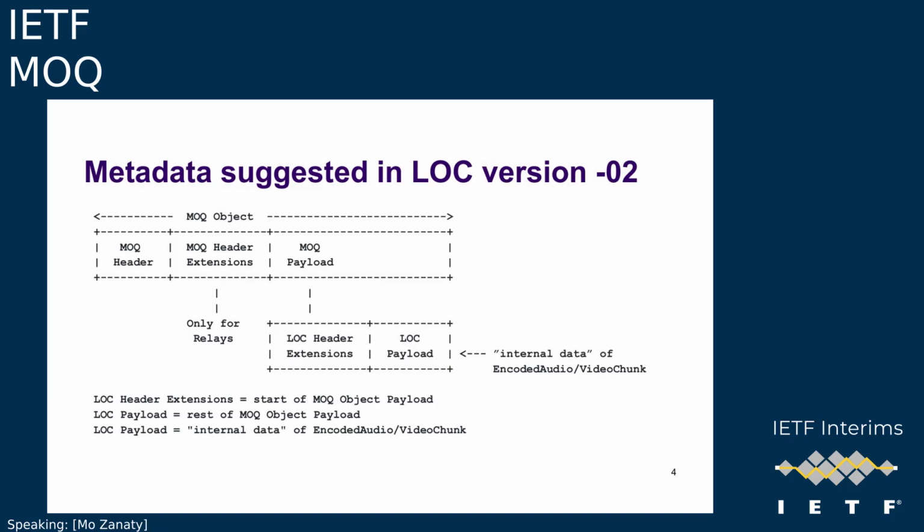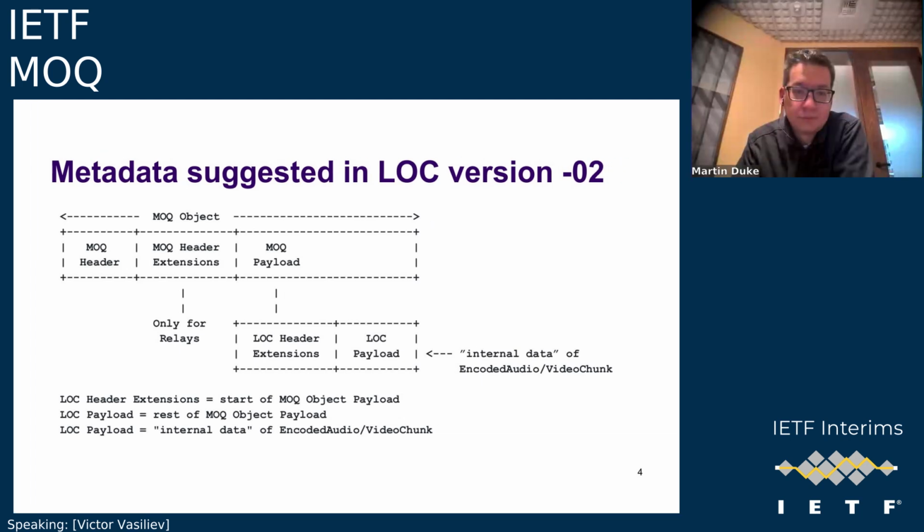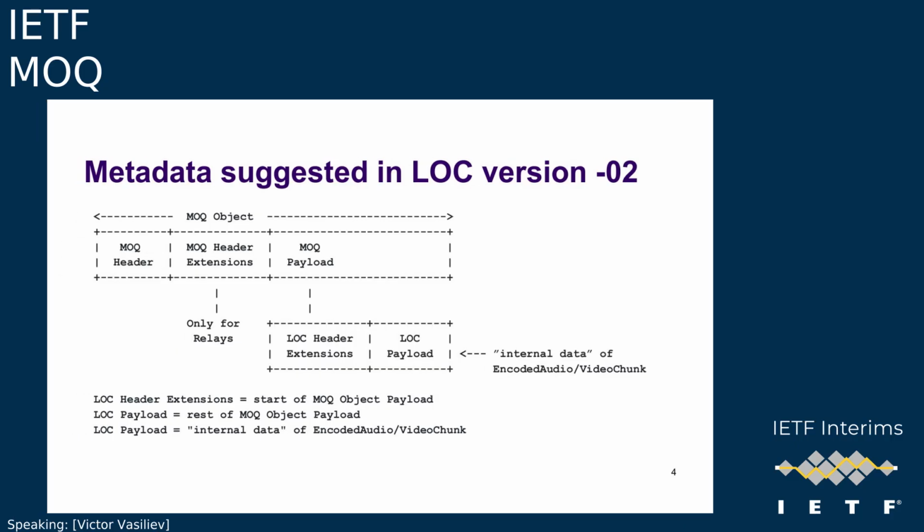So let me understand your point, Victor. Are you saying that we should not have a payload header inside of the LOC payload, or we should have a payload header there, but we don't really know what we're going to register there yet? Yeah, the second. We might want that at some point, but I don't think anything that we have currently belongs there. Frame markings might belong there, but we should get rid of that. And the audio level obviously does not belong there, because we intend to get relays to filter on that. So I do think that LOC extension headers might be useful at some point, but I don't think we have anything to put there yet.